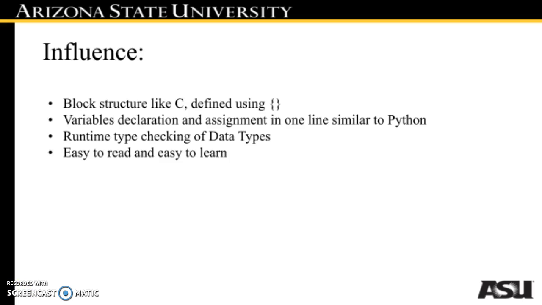So discussing the languages that influenced DMNS, it is similar to what Python and C do. Our language uses block structures indicated by curly parentheses, that is similar to what C does. And our language also supports dynamic type checking, that is similar to Python. DMNS is easy to read and easy to learn.